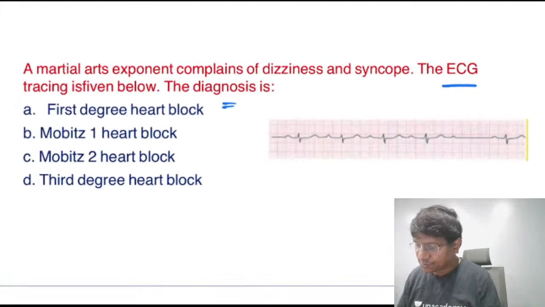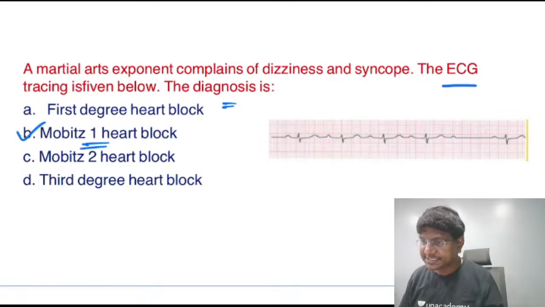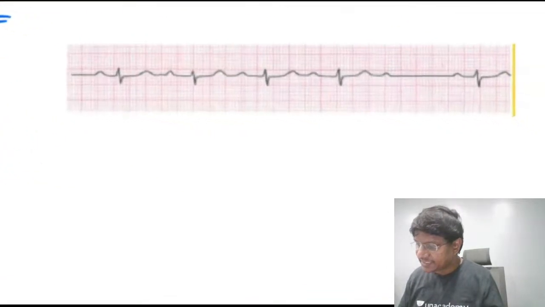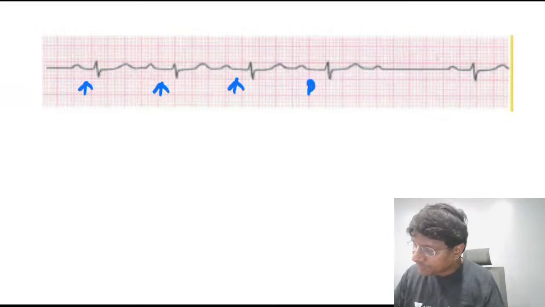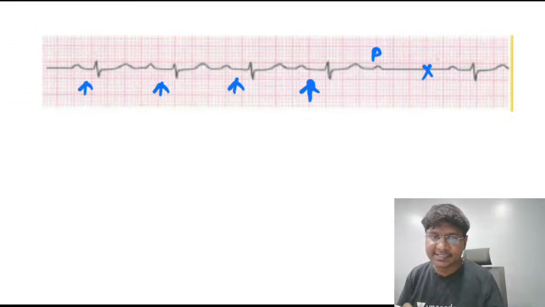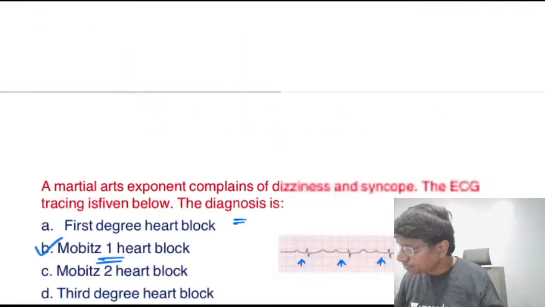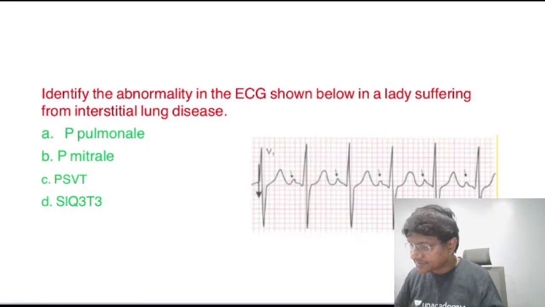Very good, Spandana. So that will be Mobitz type 1. You can see here clearly that there is progressive prolongation of the PR interval. And at one point of time, you have a P wave, but there is no QRS complex. So this is very classically suggestive of Mobitz type 1. And I will show you one more ECG. Right, answer this.